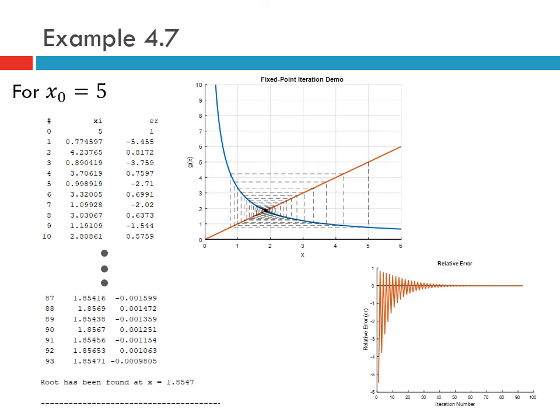This is the result when we choose that x0 is equal to 5. It took a long time and converged very slowly. After 93 iterations, we did find the value of our root, 1.8547. You can see how the relative error changed as we went through the iterations, oscillating quite a lot and then starting to converge towards the root. You can see that visually here, where we start with an initial guess and then oscillate around the root, getting closer and closer, and eventually it does converge to the root.